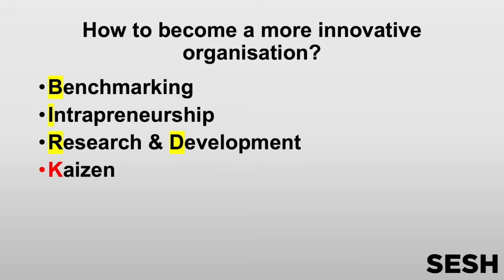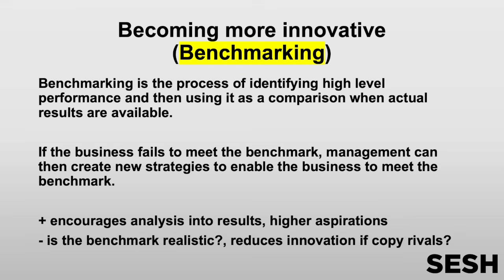In order to become a more innovative organisation, you need to be thinking about these four methods. Bird K is a way of thinking about it, or K-Bird. Benchmarking, intrapreneurship, research and development, and Kaizen. They're ways that you could become more innovative. Let's look at each of these. So we'll start with benchmarking.